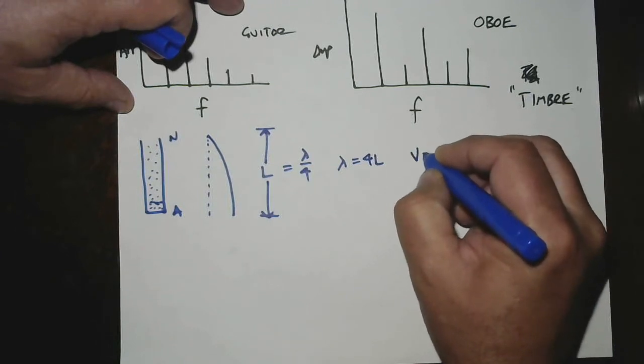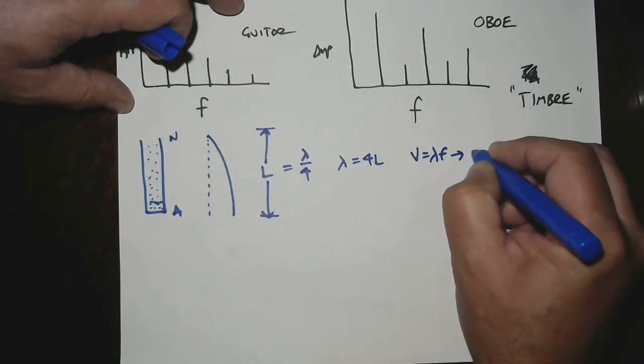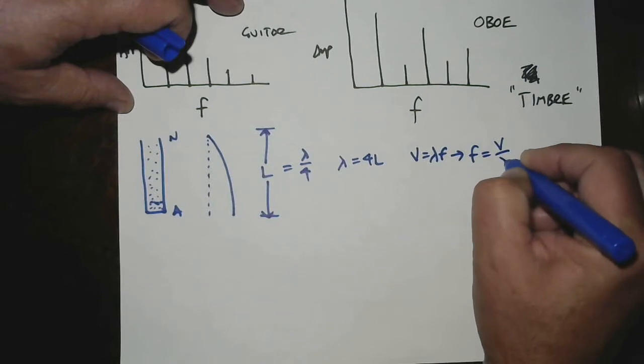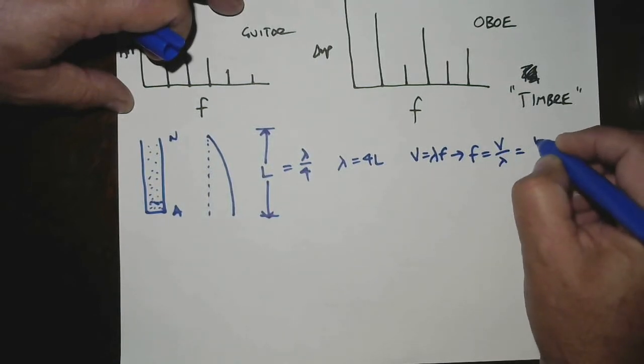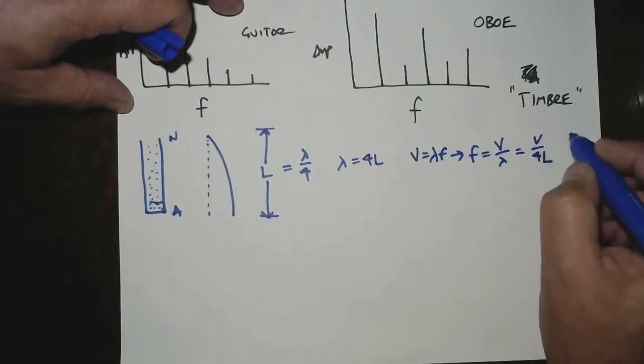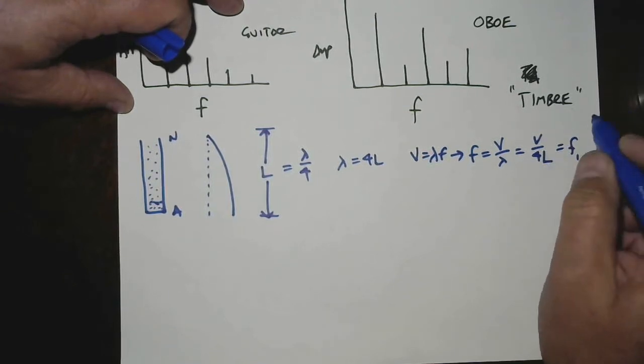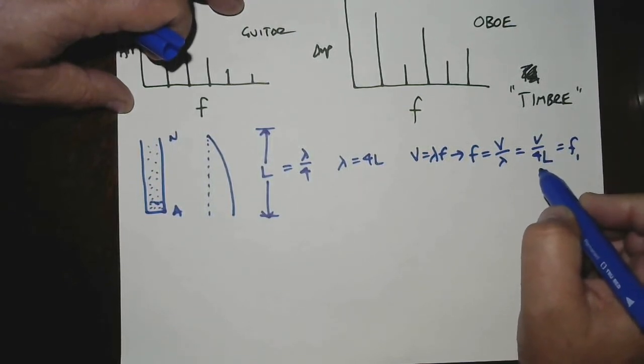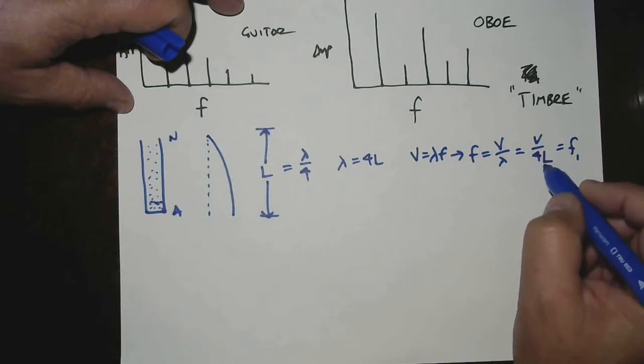and that means that v equals lambda f. It can be monkeyed around to be f is v over lambda. That's v over 4L. So f1 is v over 4L. This is a different frequency than the open pipe, which was v over 2L.